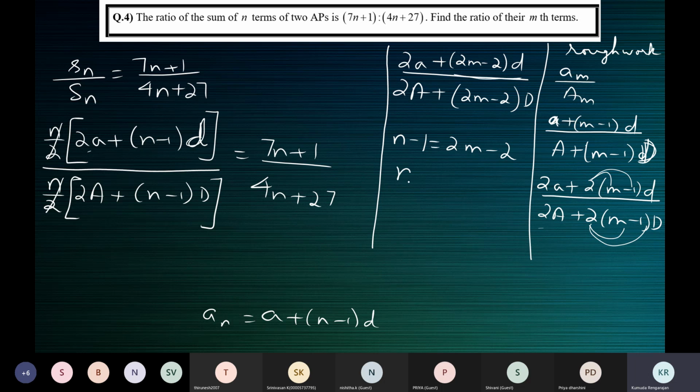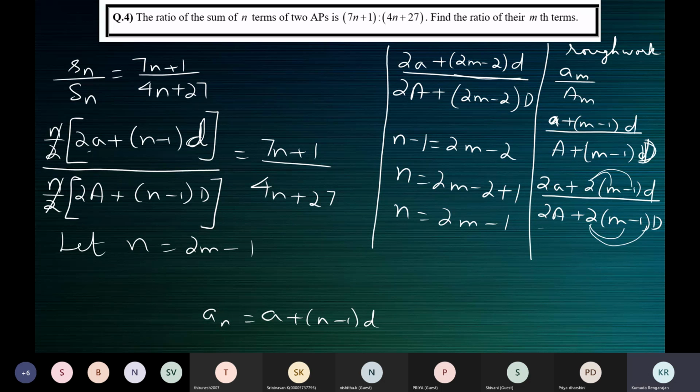So on working this, n is equal to 2m minus 2 plus 1. So n is equal to 2m minus 1. Now we proceed with n equal to 2m minus 1. You're going to remove n and introduce m like this. That way you will be able to find the ratio of their mth terms. Please write down so far, children.